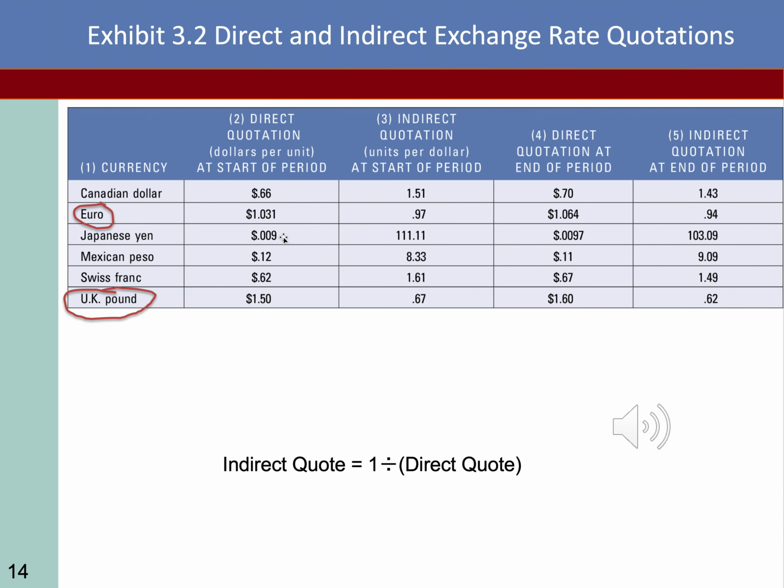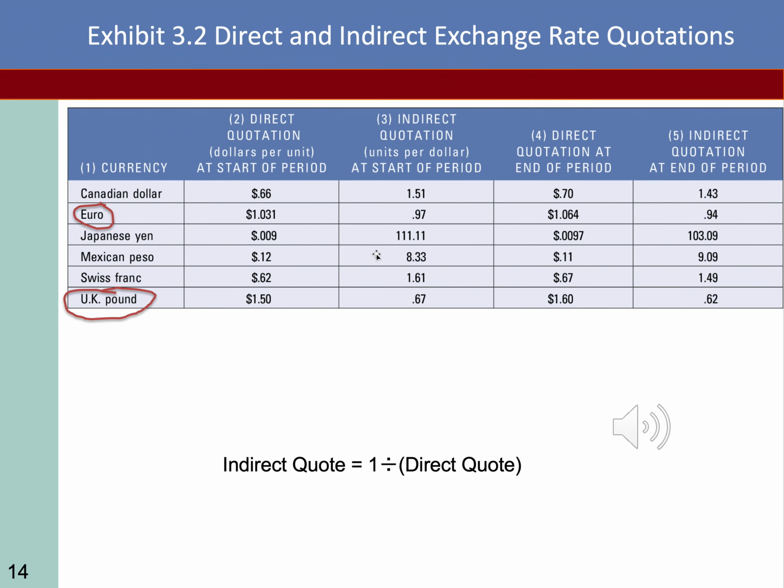So the first quotation, 0.009, is the direct quote. But usually we quote indirectly: 111.11 yen per dollar. This is the beginning price. The ending price is 103. The beginning is 111, the ending price 103. Which one is high, which one is low? You're thinking, wow, 103 is low, 111 is high. Did the Japanese yen depreciate or appreciate? But this one shows you the US dollar is depreciating.